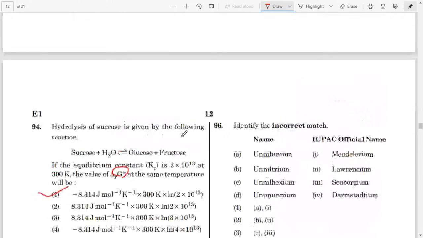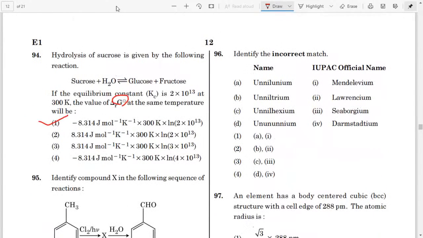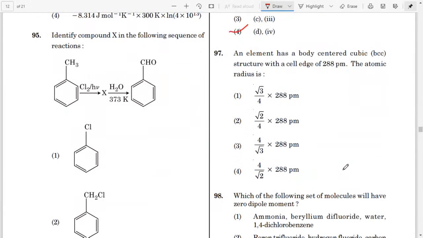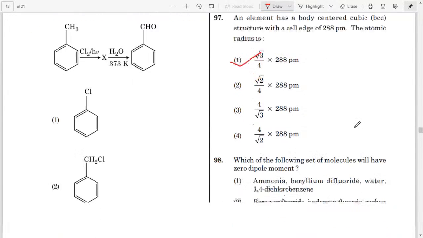Next, question number 96, identify the incorrect match. It is from IUPAC nomenclature. The incorrect one is D, that is option number 4, which shows ununnium, while Darmstadtium is the correct name, so it is an incorrect match. So option number 4 is the correct option, students. Next, an element has a body centered cubic, that is BCC, structure with a cell edge of 288 picometer. The atomic radius is root 3 by 4 into 288 picometer. Option number 1 is the correct option, students.